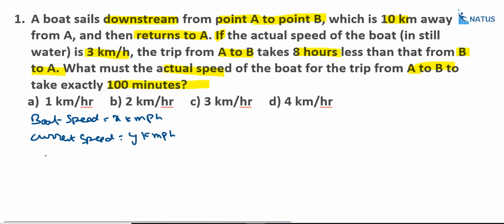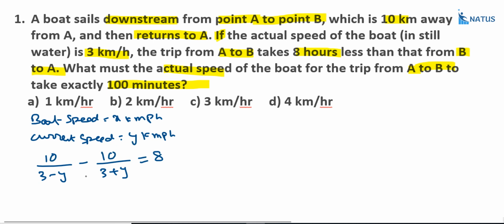What is the upstream time? The distance is 10, divided by the upstream speed, which is x minus y. But what is x? That is equal to 3, so 3 minus y represents the upstream speed. And the downstream speed is 3 plus y. Now, what is the difference between these two times? That is equal to 8 hours. If you solve this equation, you will get the value of y.